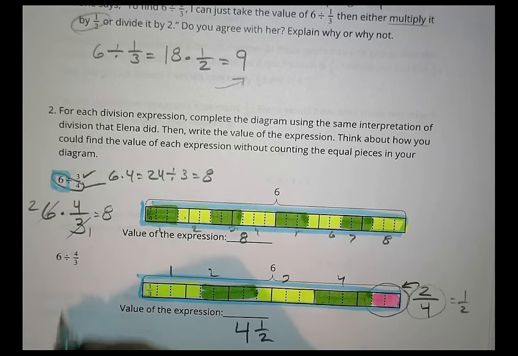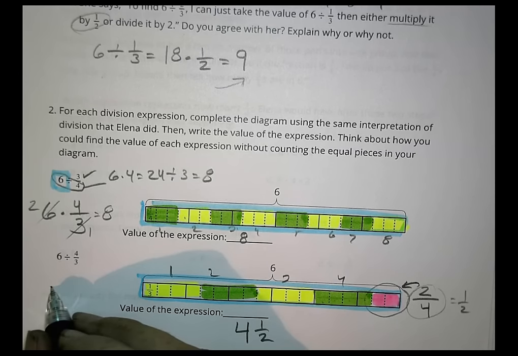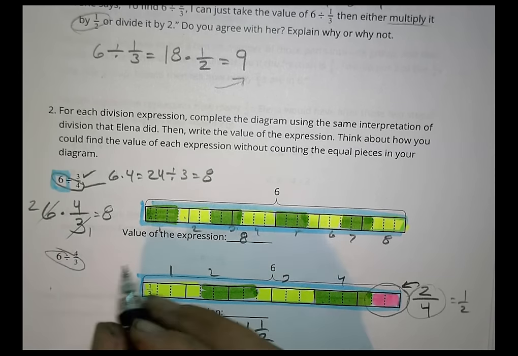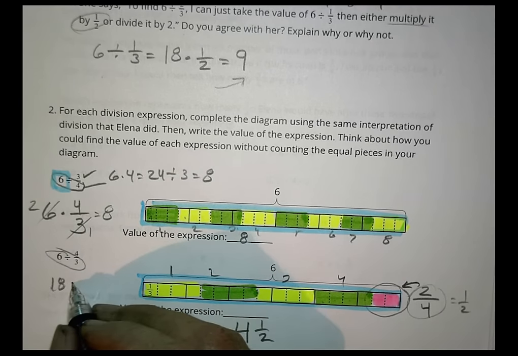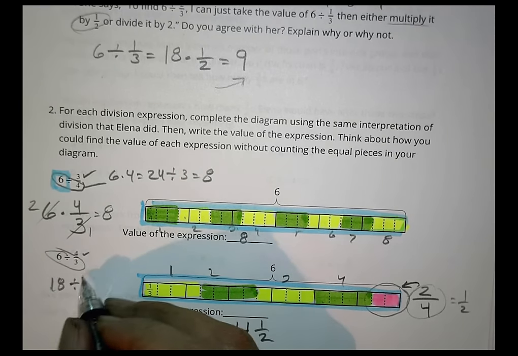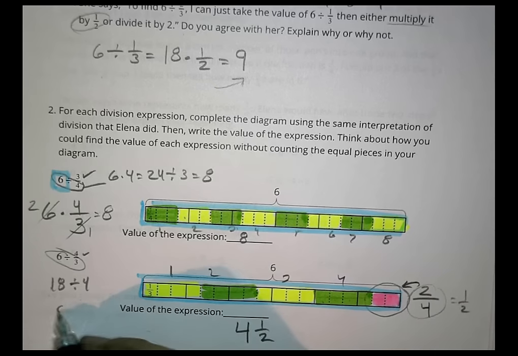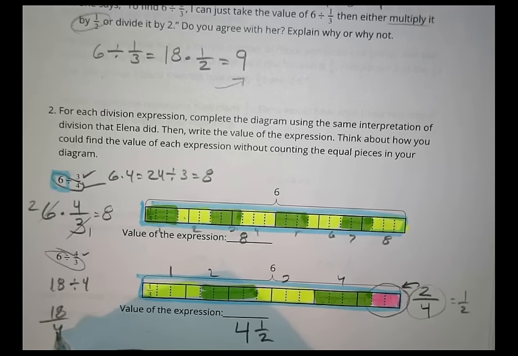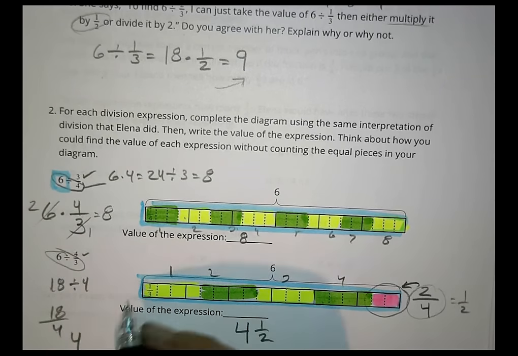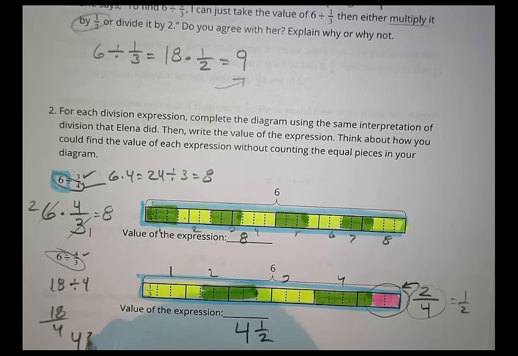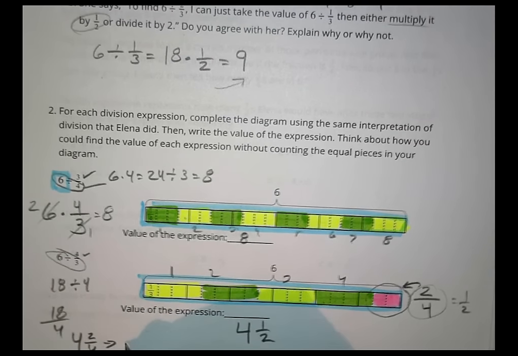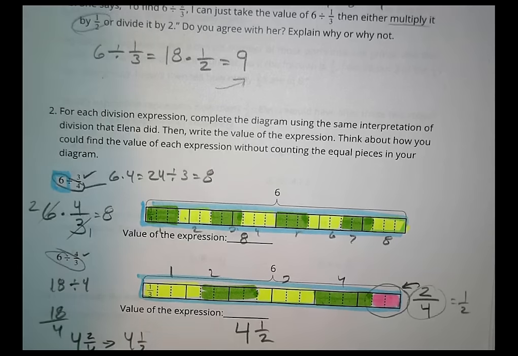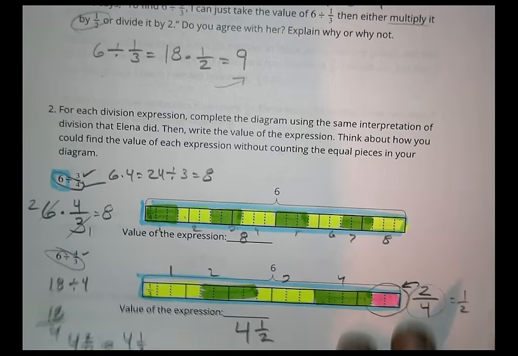When you look at this part here, it's the same as doing 6 times 3, which is 18, and then dividing that by 4. And 18 divided by 4, 4 goes into 18 4 times, and that gives you 2 left over and 4, which is the same as 4 and a half. Let's do one more of these for this part, and before we get to number 3.